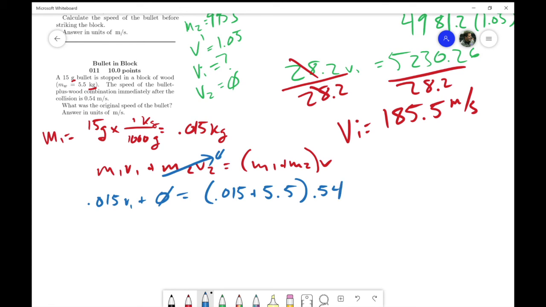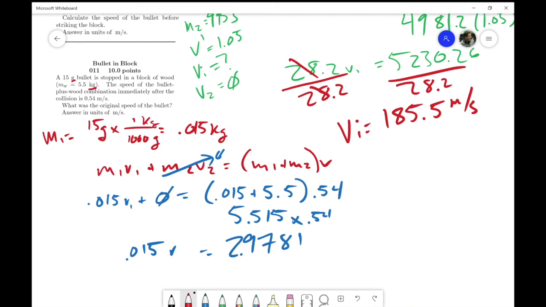So I add my two masses together, and I get 5.515 kilograms. That times my 0.54 meters per second, and plugging and chugging, I get 2.9781 is equal to 0.015 V1. Then just doing my algebra again, divide both sides by 0.015, and I get my answer. What do I get? Divided out, 198 meters per second. All righty, that's it.